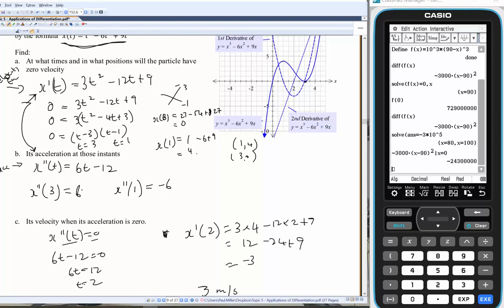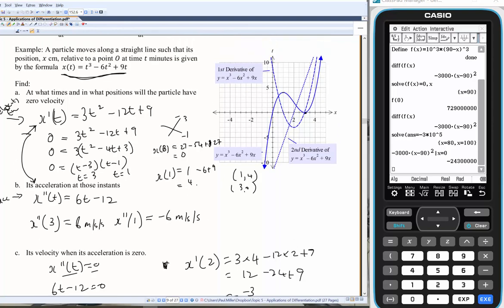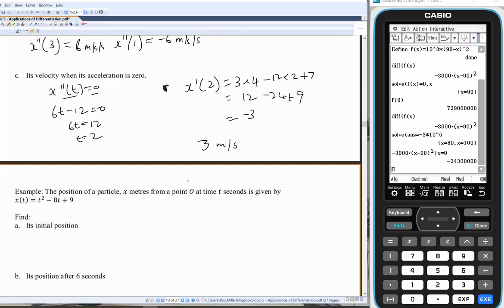Let's just see if I've done this correct as well. So it's acceleration. Let's go back and put a unit into all of these. So this is 6 meters per second per second. This is negative 6 meters per second per second. At what times and what positions will a particle have 0 velocity? Yep, that's fine for units.